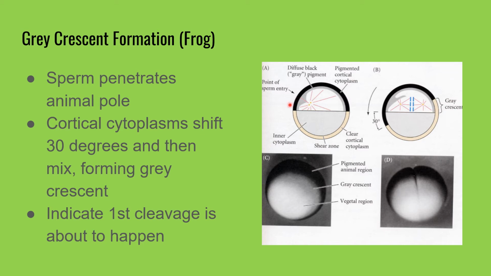And you have these two cortical cytoplasms, this lighter one and this darker one. And so whenever that sperm penetrates, you're going to get this 30-degree rotation in those cortical cytoplasms, and then they're going to mix. And so that's how your gray crescent forms over here. And again, that indicates your first cleavage is about to happen.